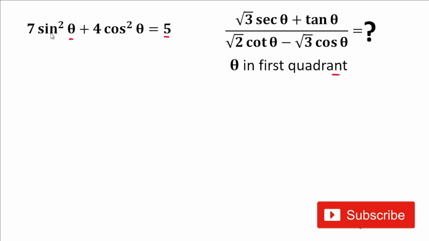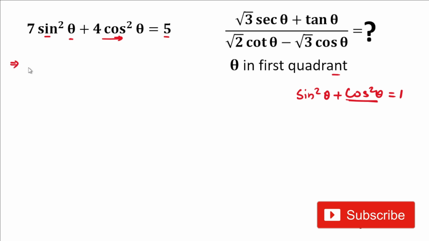So here in the question we have sin square theta as well as cos square theta. So here we can convert cos square theta into sin square theta or sin square theta into cos square theta. Here we will change cos square theta into sin square theta. We know the formula: sin square theta plus cos square theta is 1. So from here we can calculate cos square theta will be 1 minus sin square theta.